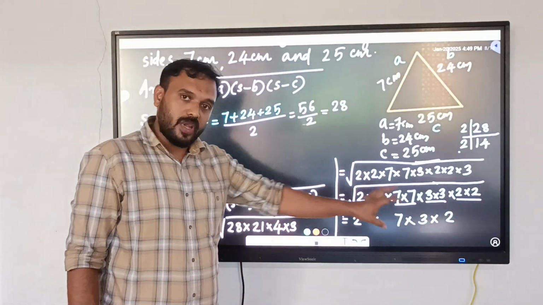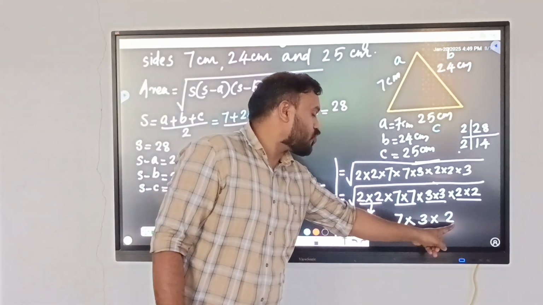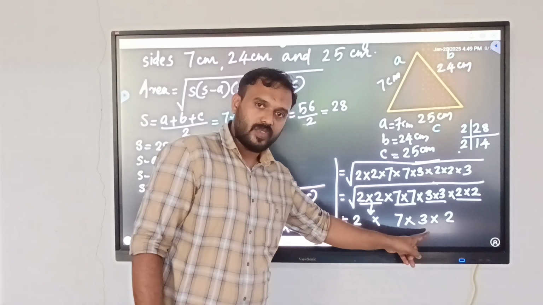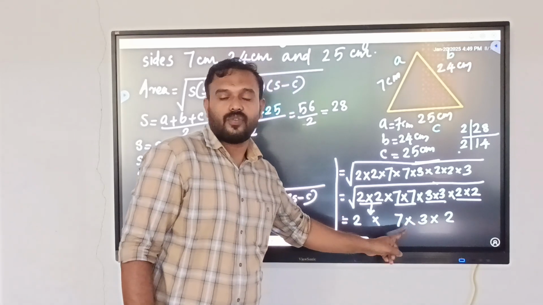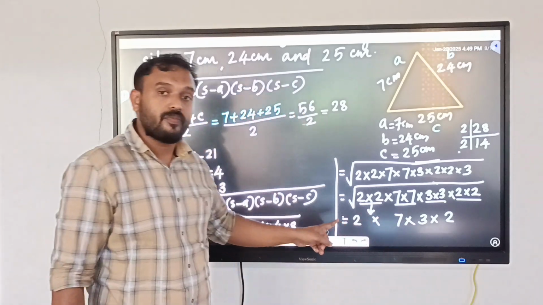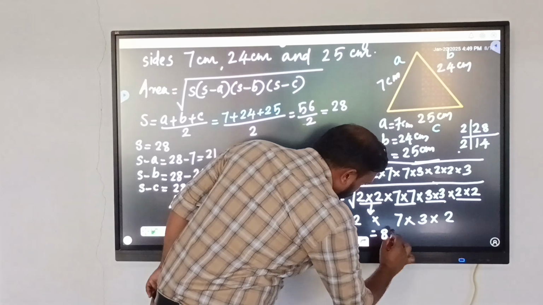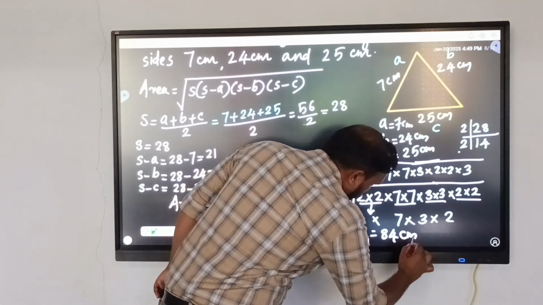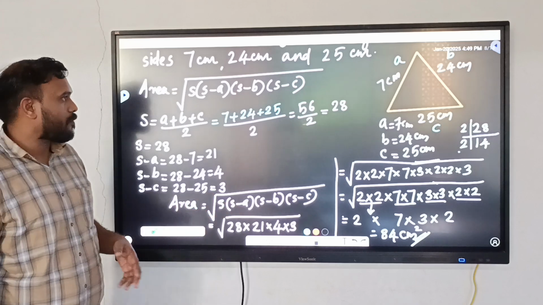Now let us multiply them. What is 2 into 3? 6. Then what is 6 into 7? 42. 42 into 2? 84. So the area of the given triangle is 84 square centimeter, or we can write it as 84 centimeters square.